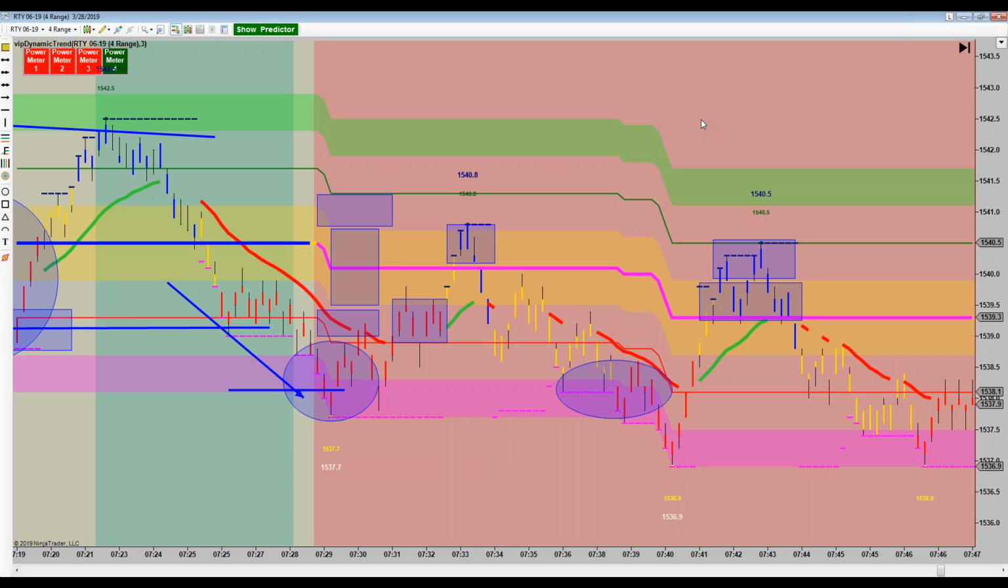Kathy offering this feedback, she says, seeing the green stealth would prevent me from taking that trade or make me hesitate to take it. Huh. Interesting.